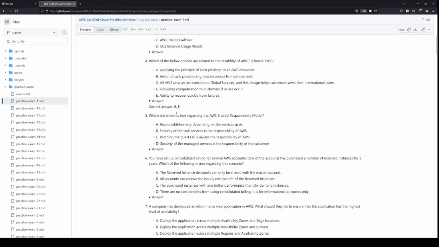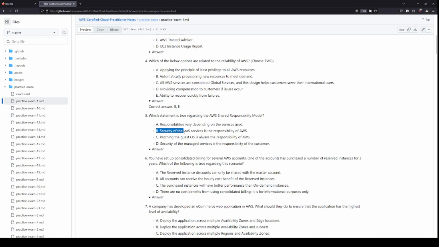5. Which statement is true regarding the AWS shared responsibility model? A, responsibilities vary depending on the services used. I like this one right off the bat because AWS is in charge of a lot of things that the AWS customer is not, and the customer is responsible for a lot of the things that AWS is not. And there are also things that both AWS and the customer are responsible for, like encryption.